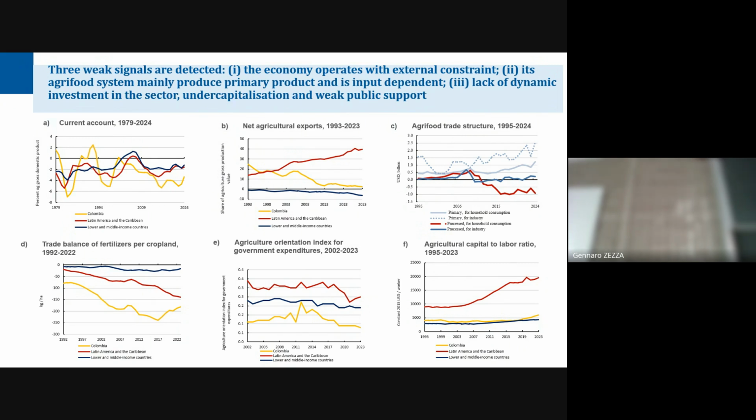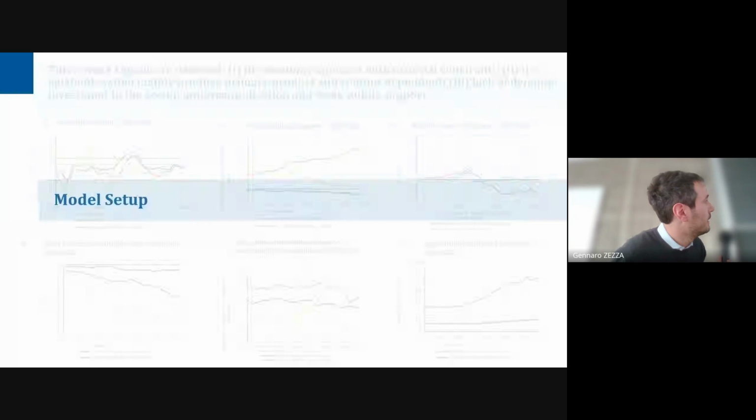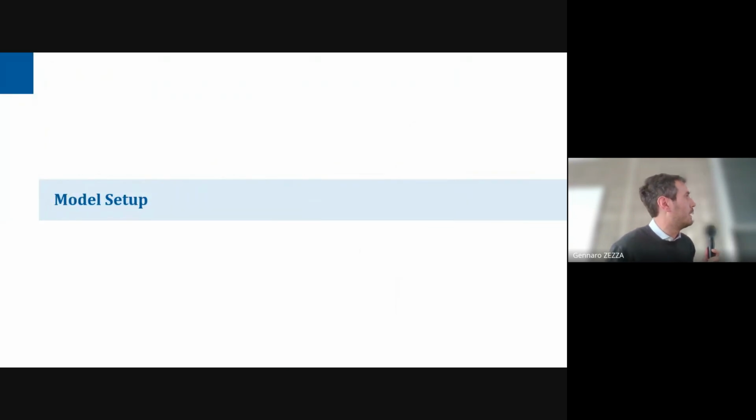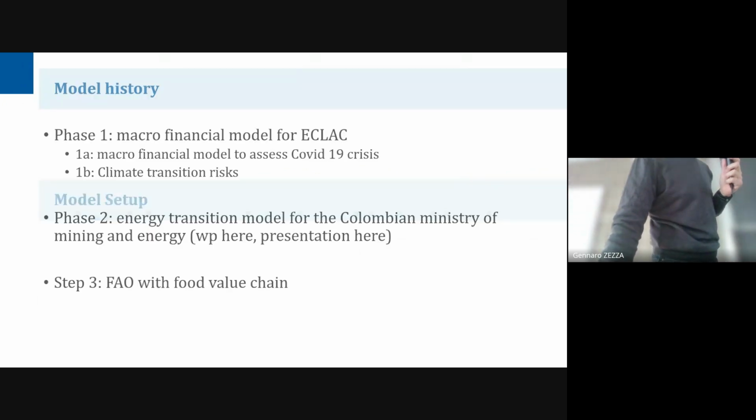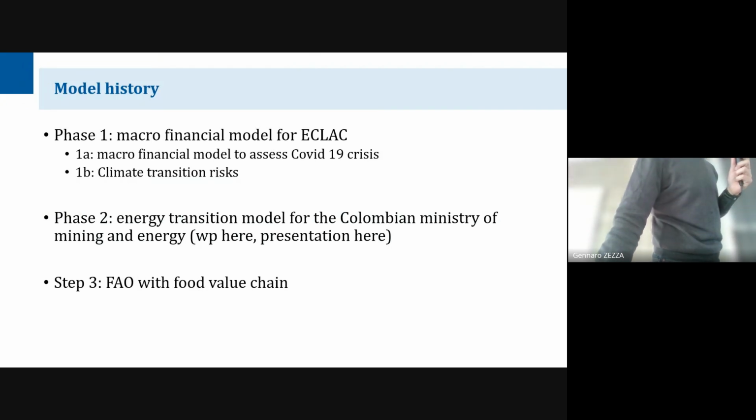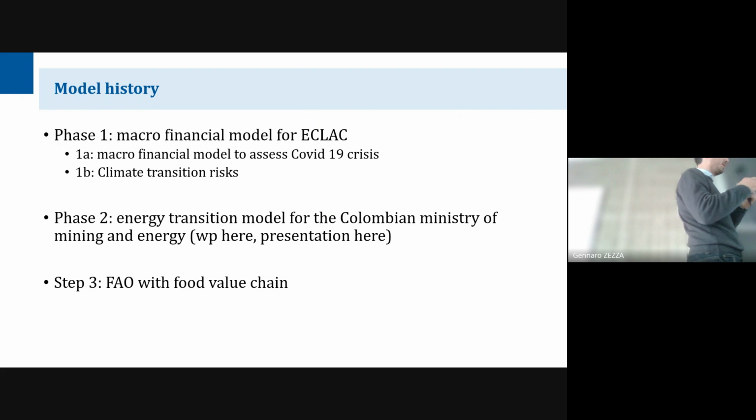Basically, the capital share is really low, meaning that most of the activities are labor intensive, done by small and medium farmers. So having all these settings in mind, we try to model this macro structure picture within a stock flow consistent model. And a little bit of history of this model that we present.